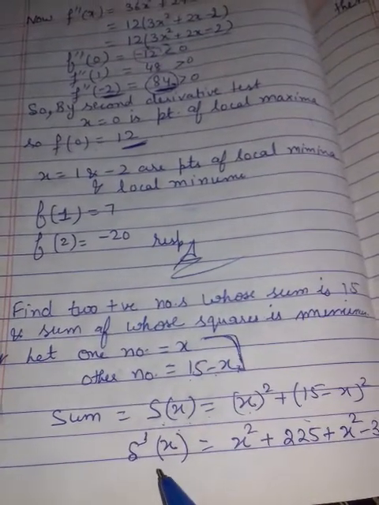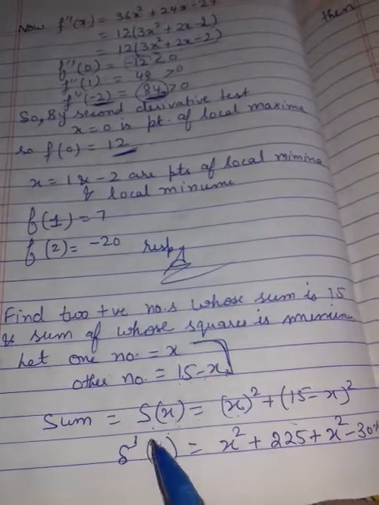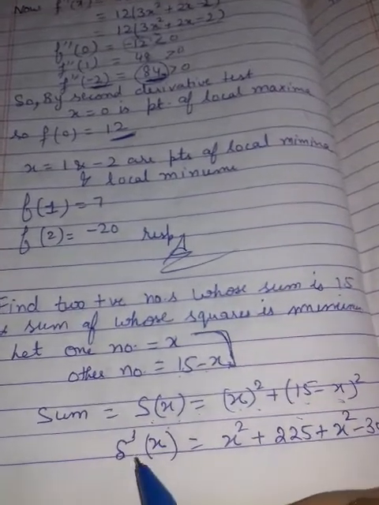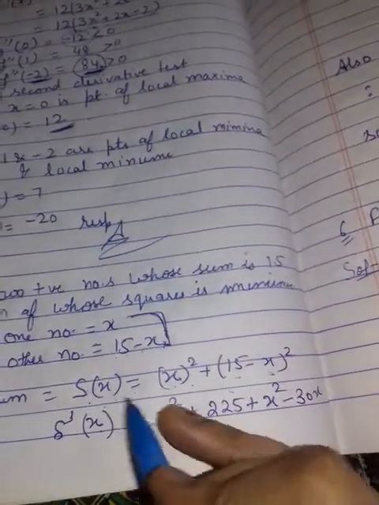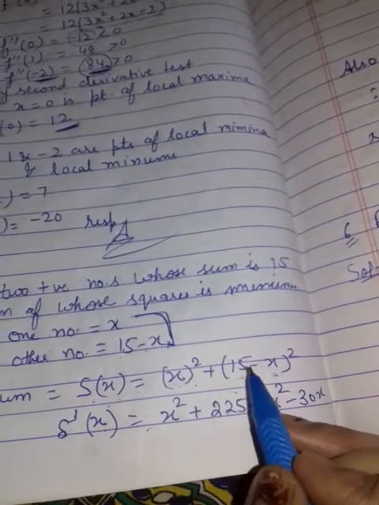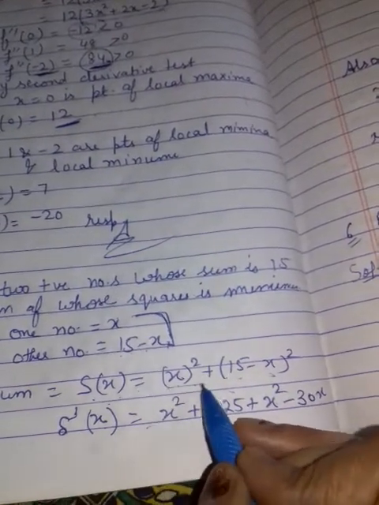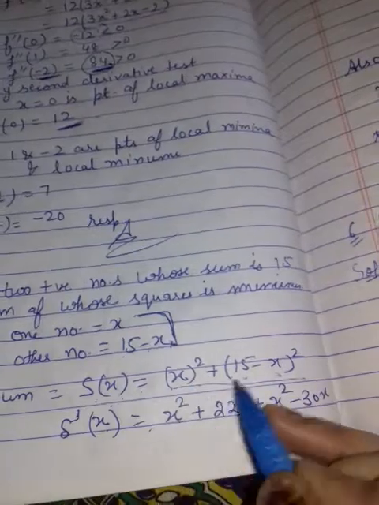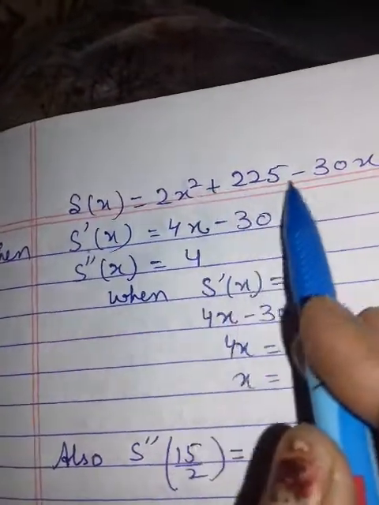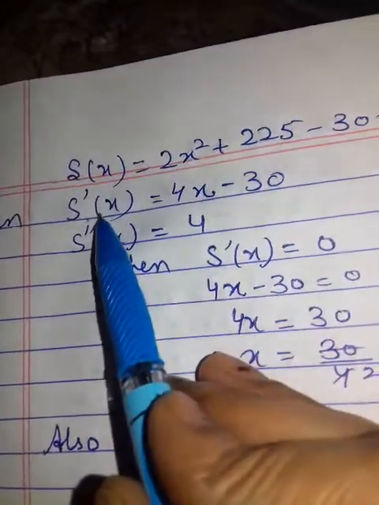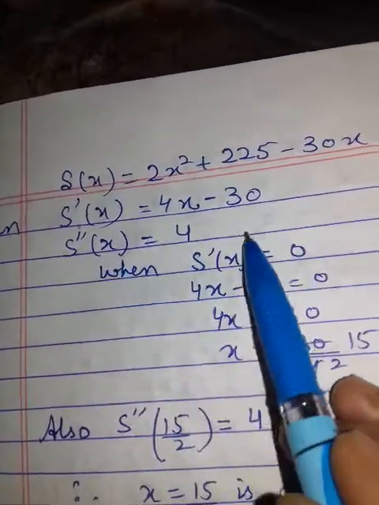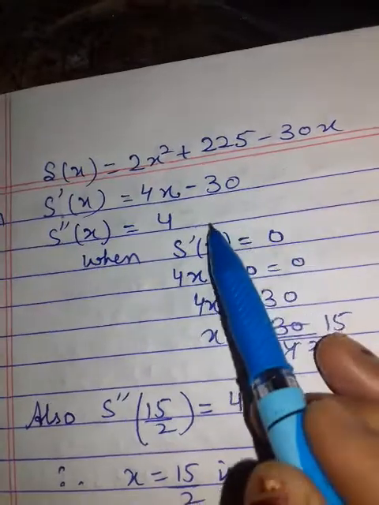You know what you have to do? You will take its derivative, s dash x. First I will open the brackets. First I open the square. After getting the square I will get this one. Then I have taken its derivative. I have taken its two derivatives.